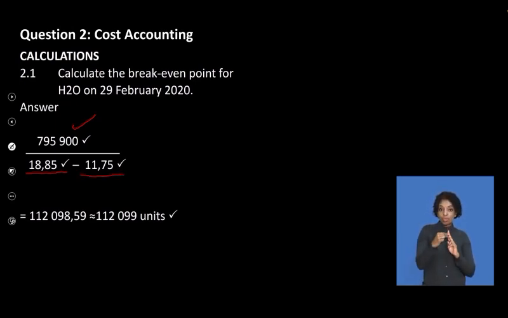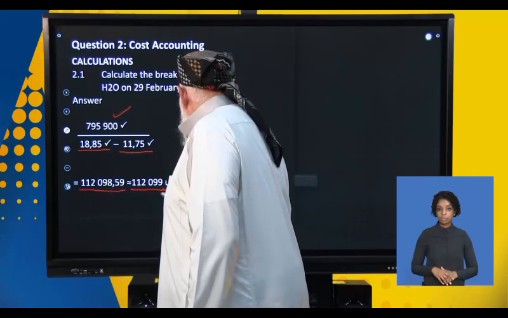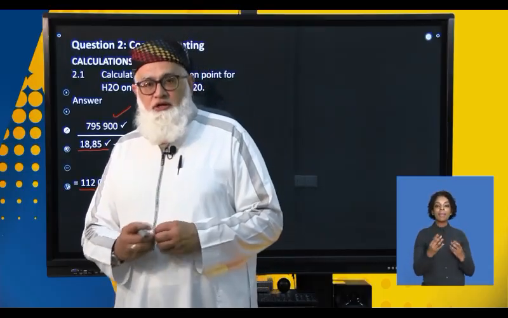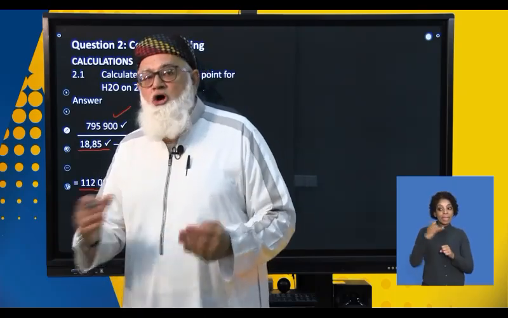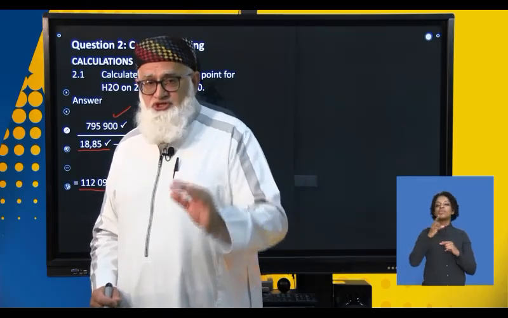And if you do the calculation here, you're going to get a figure of 112,098.59. If you round it off, 112,099 units. So that, people, is your break-even point. Remember, this answer must appear in units. Very important, because the break-even point is the number of units that we have to manufacture to ensure that at the break-even point, we neither make a profit nor a loss. At that point, your profit is equal to 0. So that's your break-even point.